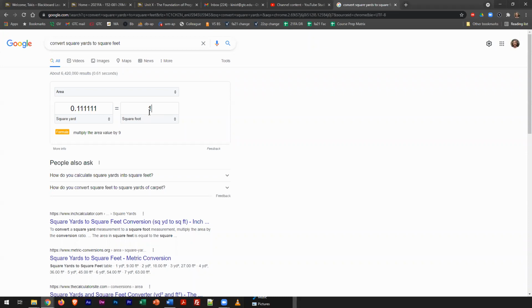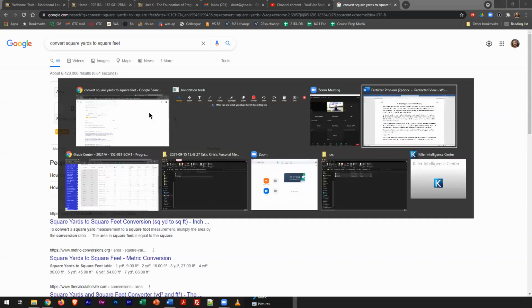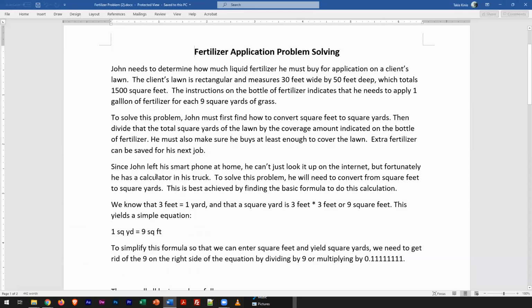I'm not sure which math is easier, but if you look at the document and start to read through, John says he first has to figure out how to convert square feet to yards. Well, we kind of did that. And then divide the total square yards of the lawn by the coverage amount indicated on the bottle of fertilizer. He must also make sure he buys at least enough to cover the lawn, so he doesn't fall short, and the extra fertilizer can be saved for the next time.